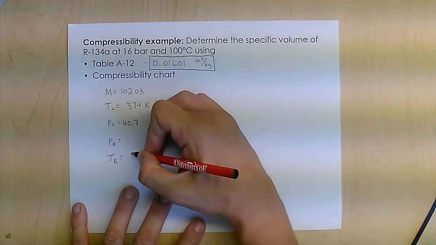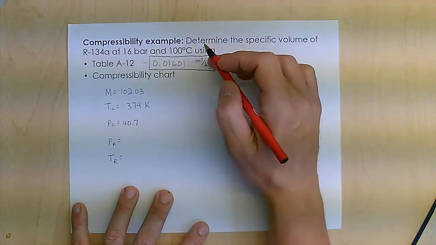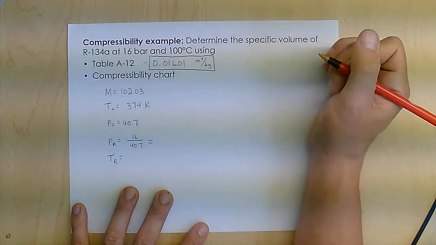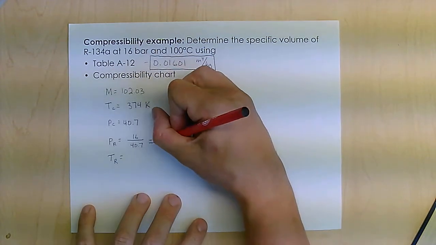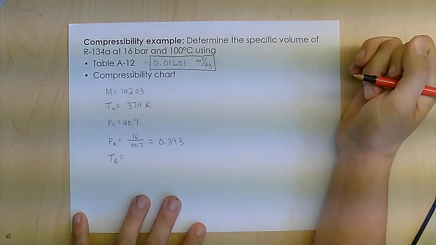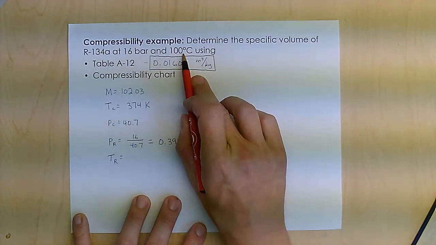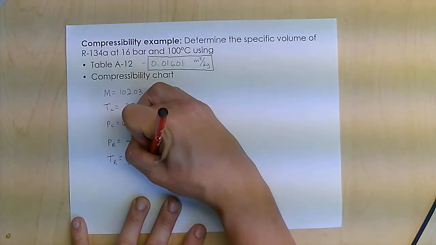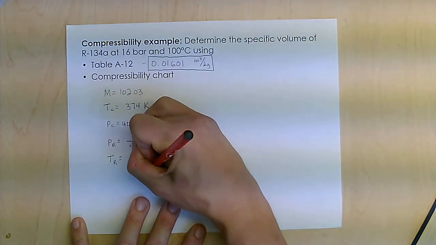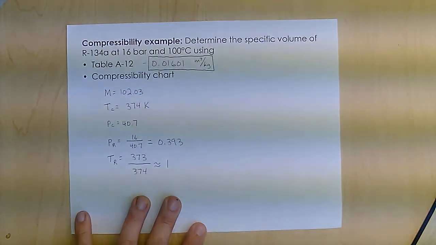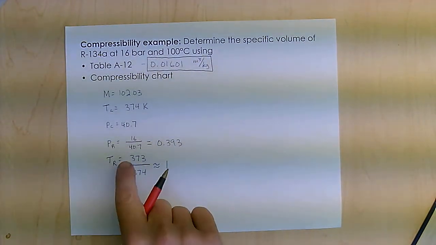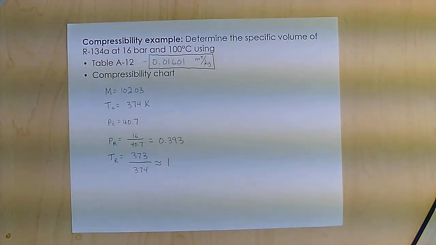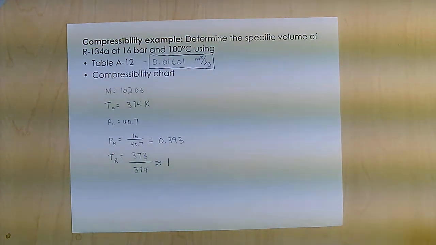So PR, then, is my pressure, which is 16 bar, divided by 40.7 bar, which is going to be 0.393. And my reduced temperature, again, is 100 degrees Celsius, which is 373 Kelvin, divided by 374. We're going to call that 1. So I'm going to use this reduced pressure and this reduced temperature to calculate what we're going to call Z, which is the compressibility factor.